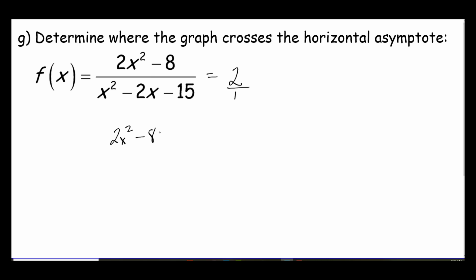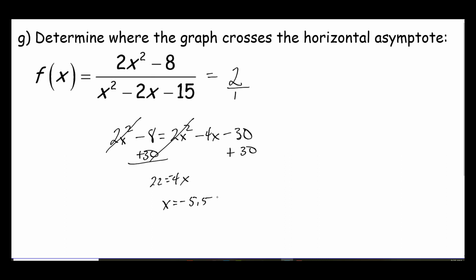So 2x squared minus 8 equals 2x squared minus 4x minus 30. Notice what I did here is, as I cross multiplied, I distributed the 2 through the trinomial. Now notice a couple things here. The 2x squareds will subtract out. And then I'm going to add 30 to both sides. And when I do that, I get 22 equals negative 4x, or x equals, I apologize, negative 5.5.